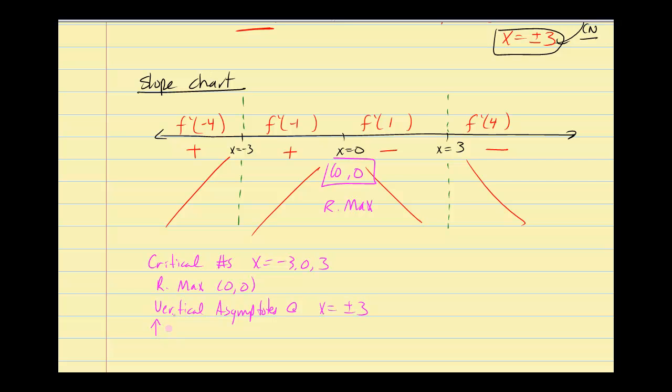And my graph is increasing over the interval from negative infinity to negative 3. Negative infinity to negative 3, and then negative 3 to 0. Now, negative 3 is not bracketed because I don't increase across a vertical asymptote. And then I'm decreasing over the interval from 0 to 3 and from 3 to infinity. So those are what I have going on so far.